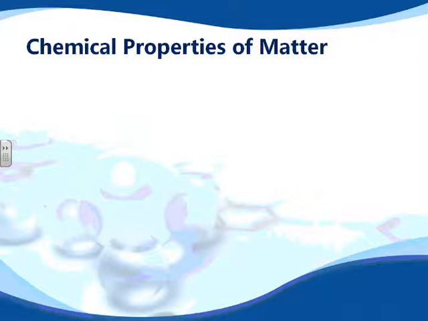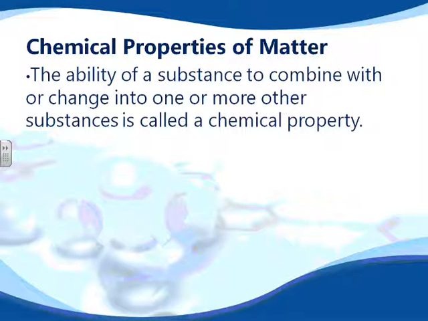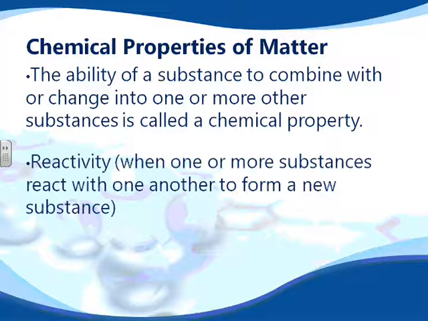Now let's look at chemical properties of matter. This is the ability of a substance to combine with or change into one or more other substances, and this is called a chemical property. Now, reactivity is one type of chemical property, and this is when two or more substances react with one another and join to form a compound.